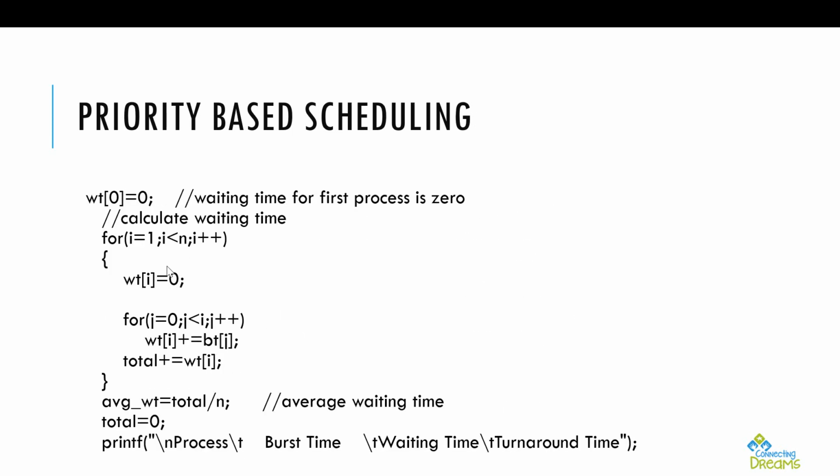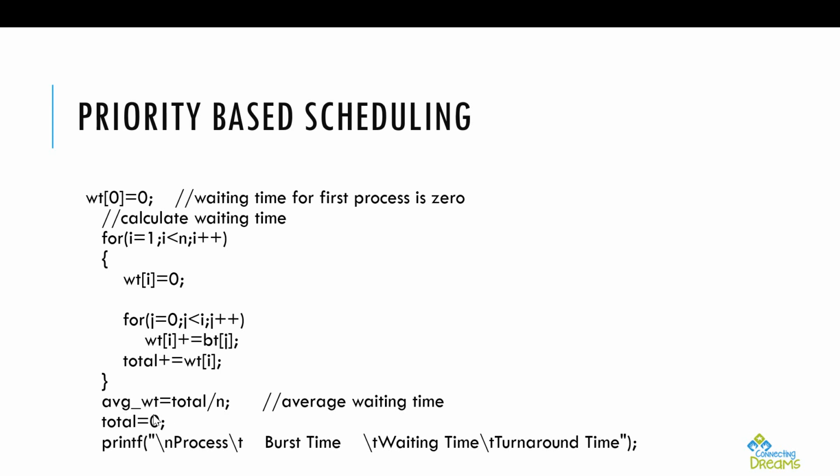With the first iteration, the waiting time is equal to burst time, that is stored in waiting time of 1. The next iteration, the value of i becomes 2. So at that time, the waiting time for the 2 will be 0, but it will be added with the burst time of the previous processes. Now once we have done this, we got the total waiting time stored in this variable, and we can calculate the average waiting time by dividing the total waiting time by the number of processes available and storing the result in this variable.